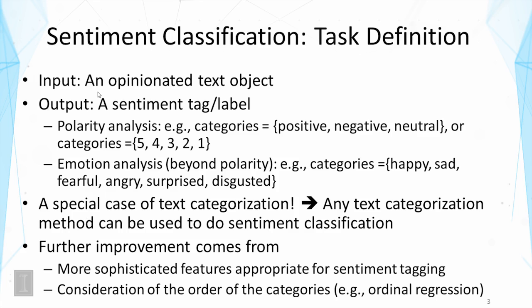In particular, it needs two kinds of improvements. One is to use more sophisticated features that may be more appropriate for sentiment tagging, as I will discuss in a moment. The other is to consider the order of these categories, and especially in polarity analysis, it's very clear there's an order here, and so these categories are not all that independent. There's order among them, and so it's useful to consider the order. For example, we could use ordinal regression to do that, and that's something that we'll talk more about later.